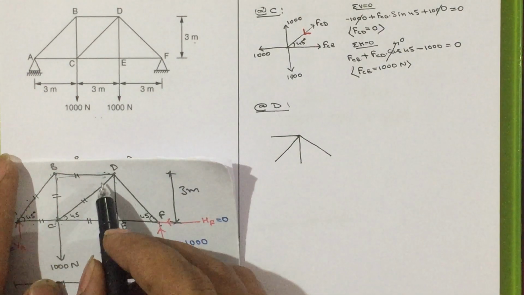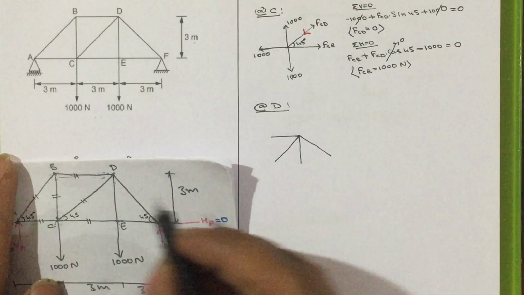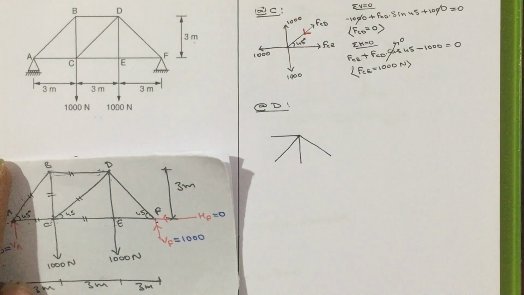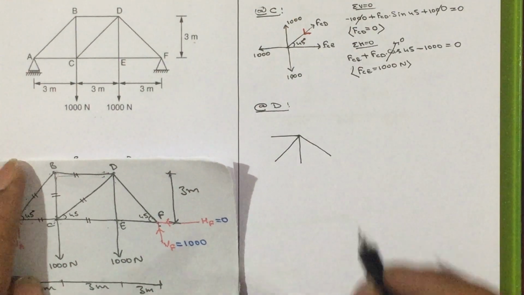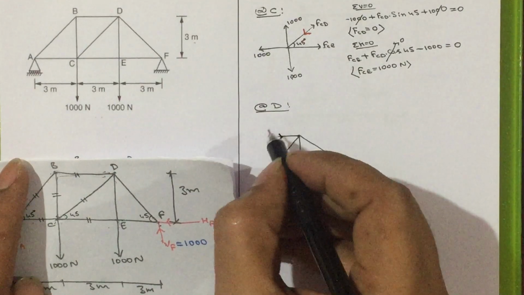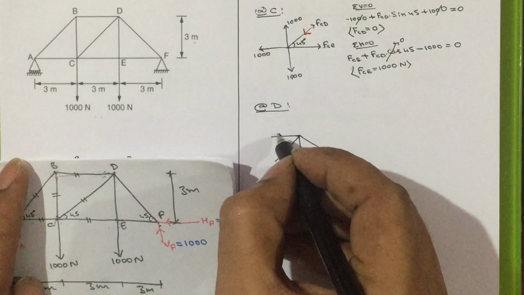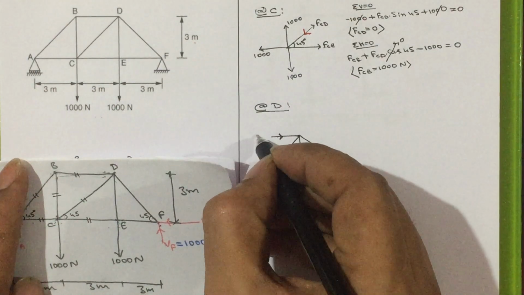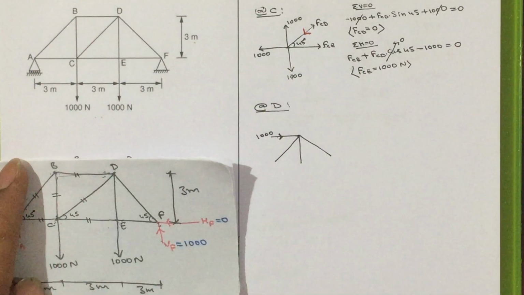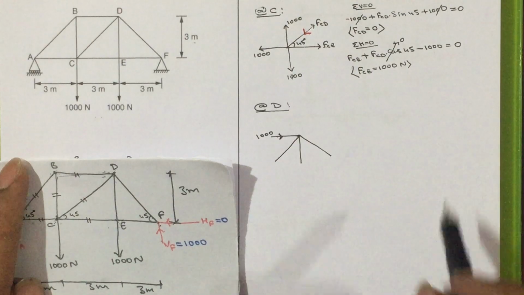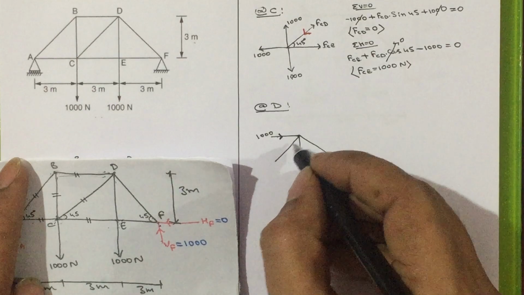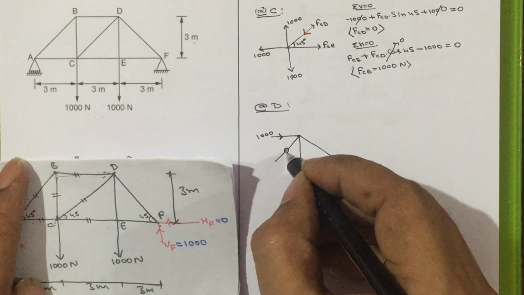BD and DC are already known. BD, how much we got? You need to look at the values. BD we got as minus 1000. Minus means it is compressive, so write the arrowhead towards the point. Minus is indicated by the arrowhead towards the point, so write down the positive value, plus 1000. Then DC, nothing but CD, we got it as 0. So no need to take these forces.